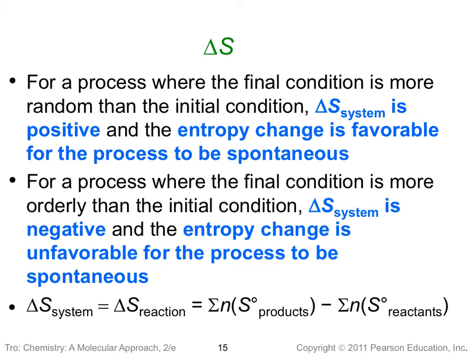However, when delta S of the system is negative, that means it's unfavorable for the process. And so we can go back to a form of Hess's law and say that if we take the standard entropies of each of the reactants and each of the products, and take the summation for products minus the summation for reactants, we can get the delta S of the system.